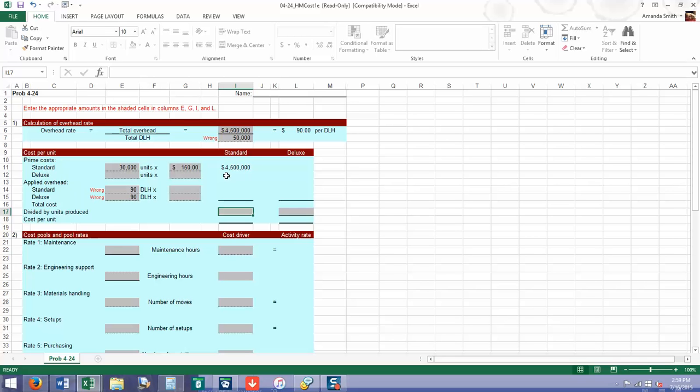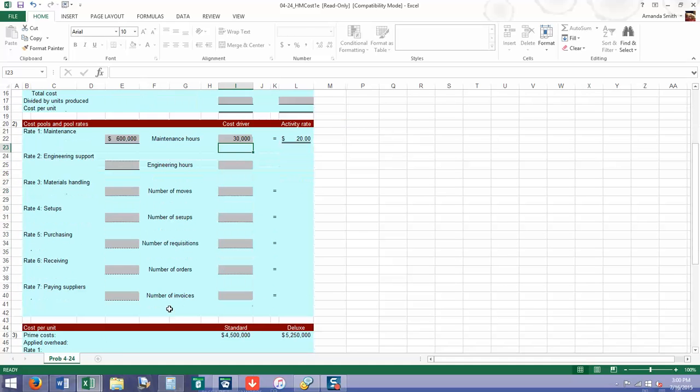So for number 2, the rate would be the rate we're given for maintenance on page 179. So this would be the 600,000. Just let me make sure I enter it correctly. Maintenance hours is going to be the hours given in the textbook. It says there is maintenance hours 6,000 for the standard model and 24,000 for the deluxe model. You would add those two amounts together to get the total maintenance hours. So this would be 30,000. Then you would get the information. You're going to do the same thing with the rest of these problems.